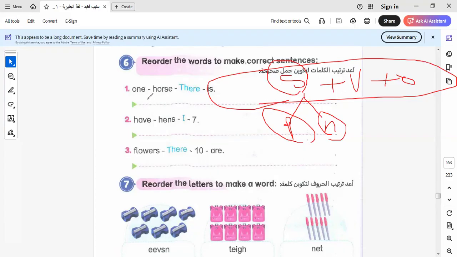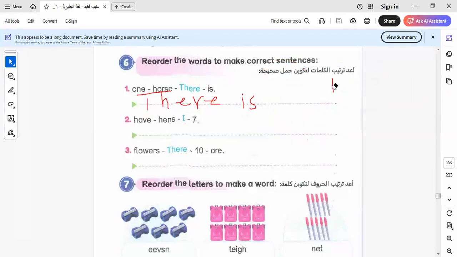Let's do this exercise. There is one horse. Here is the subject, here is the verb. There is one horse. So I would like to omit this one. To omit this, I would like to delete it before I answer the question. So now we know the rule, so I answer this question.